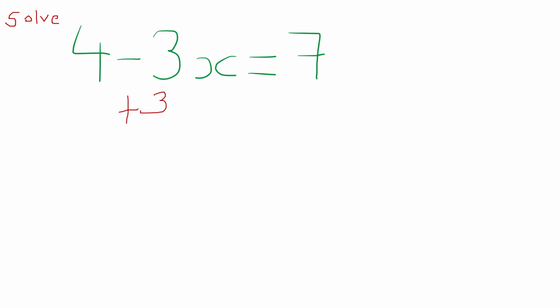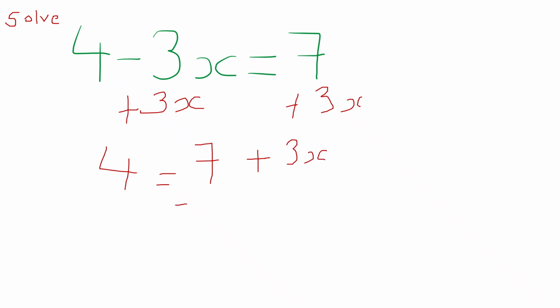I'm going to add 3x to both sides. So we're not dealing here with a negative 3x or a minus 3x. So it becomes 4 is equal to 7 plus 3x. Now I can subtract the 7 on both sides, so minus 7 and minus 7. 4 minus 7 is of course minus 3, which is equal to 3x.